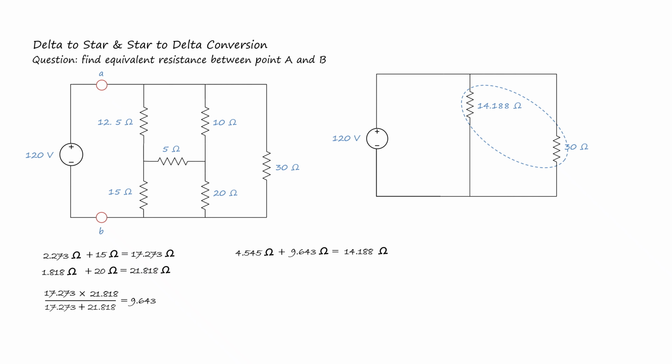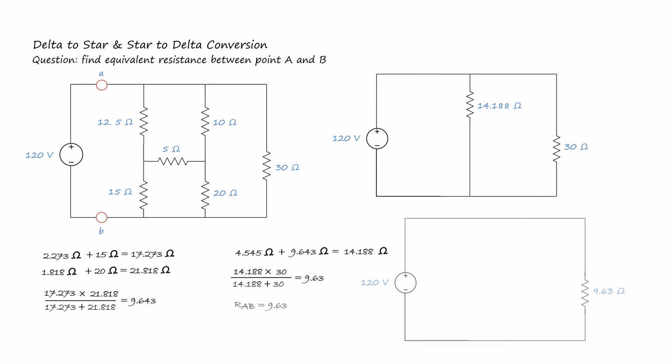These two resistors are in parallel. Using the parallel rule, 14.188 times 13 over 14.188 plus 13 gives us 9.63. After that, R_AB means the equivalent resistance, which is 9.63. So the equivalent resistance for these resistors is 9.63 ohms.